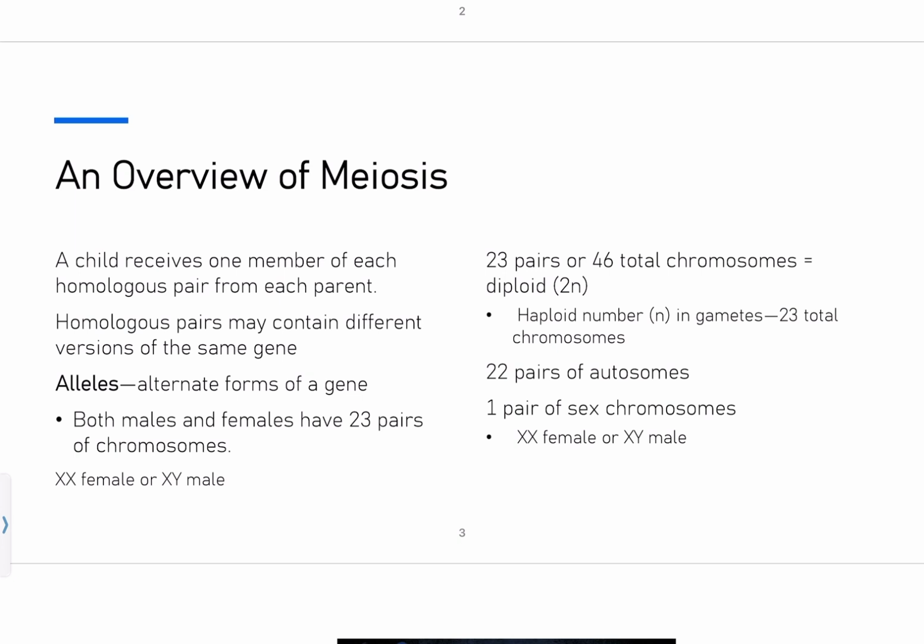So when these cells undergo meiosis to form gametes, they're going to reduce the number of chromosomes by half, leaving each sperm or egg with just 23 chromosomes. And that is the haploid number. And it ensures that when sperm and egg meet, the resulting zygote has the correct diploid number again.